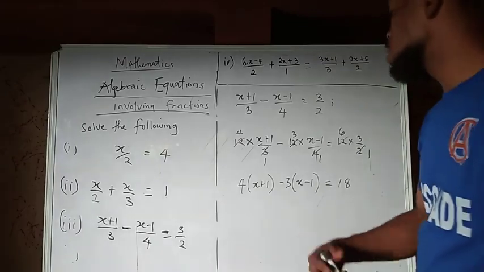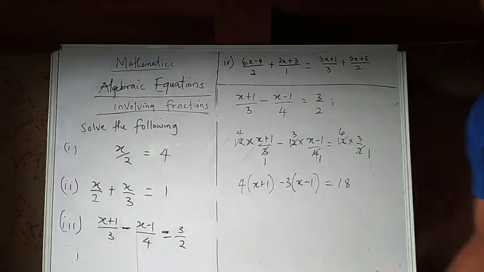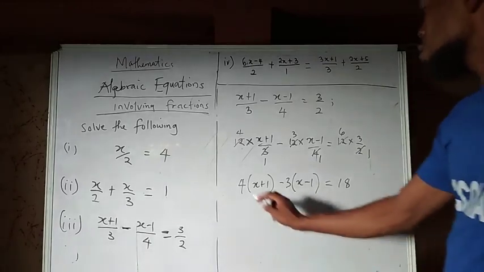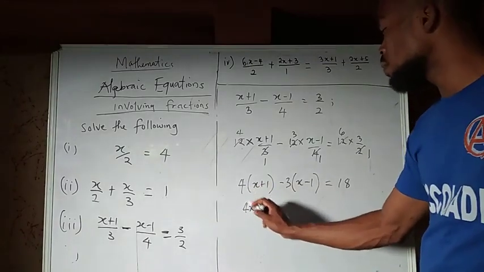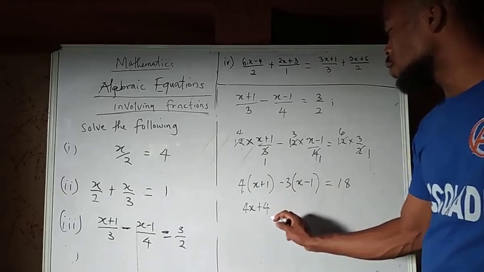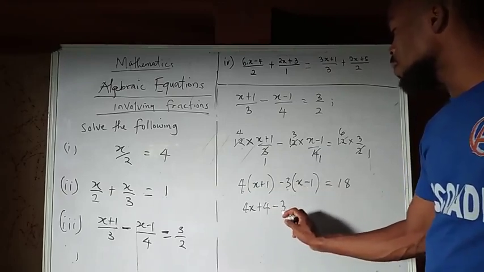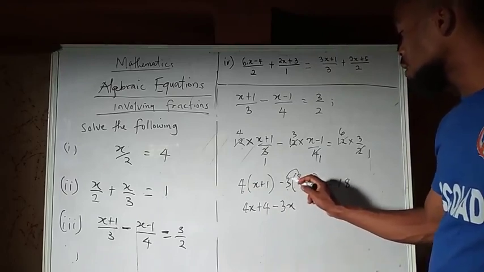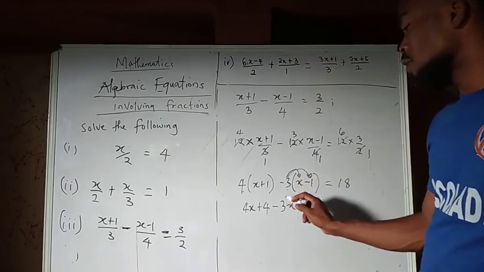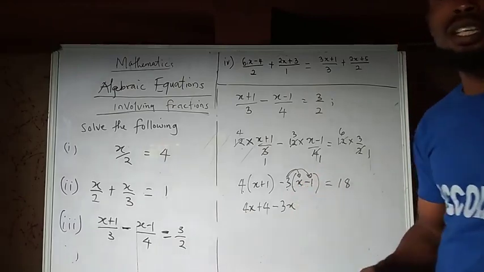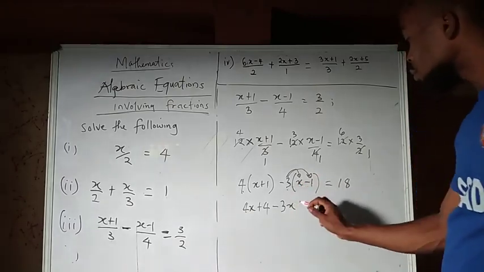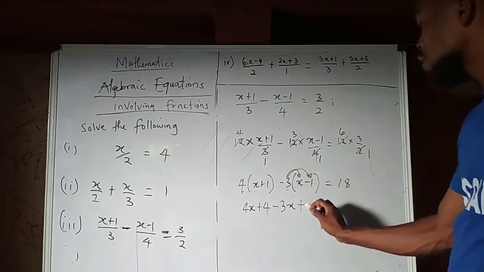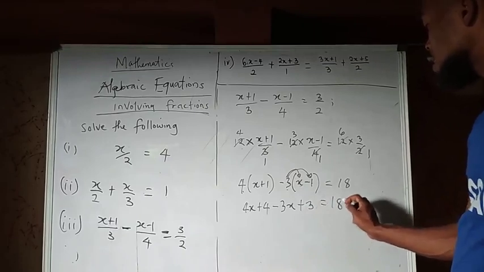So let's now work on this as though it were linear, which of course it is, in the linear form. So 4 times x gives us 4x. 4 times plus 1 gives us 4. Minus 3 times x gives us minus 3x. Minus 3 times minus 1. You see what I'm doing? This multiplies this, this multiplies this. Of course, the number outside the bracket multiplies each of the terms inside the bracket. So that gives us minus 3x, and minus 3 times minus 1 gives us plus 3, equals 18.